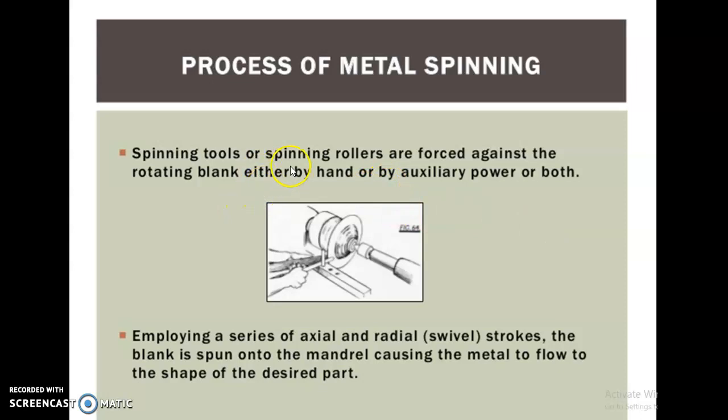Spinning tools or spinning rollers are forced against the rotating blank either by hand or by auxiliary power or both. That is a roller. Using the roller, we give pressure on the external side of the disc or blank. It can be automated by using a CNC machine also. Employing a series of axial and radial strokes, the blank is spun onto the mandrel, causing the metal to flow to the shape of the desired part.